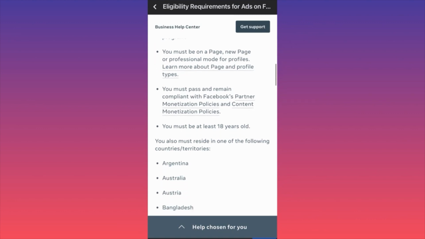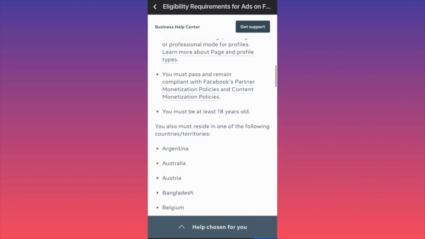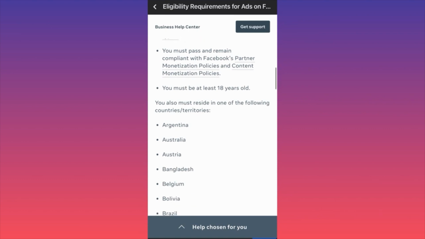Second step, you must pass and remain compliant with Facebook partner monetization policies and content. Okay, this is essentially original content, no copyright music, no copyright content from other channels, no news related stuff. Everything has to be original. Step number 4, you must be at least 18 years old. That's very normal and usual. Now, are we going to cut through the last requirement?